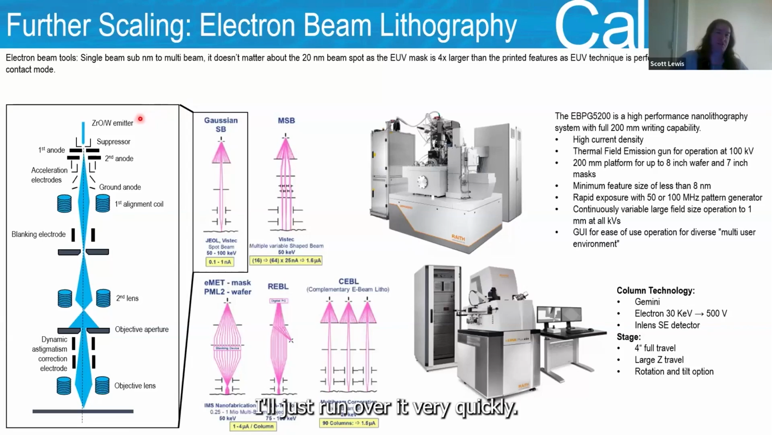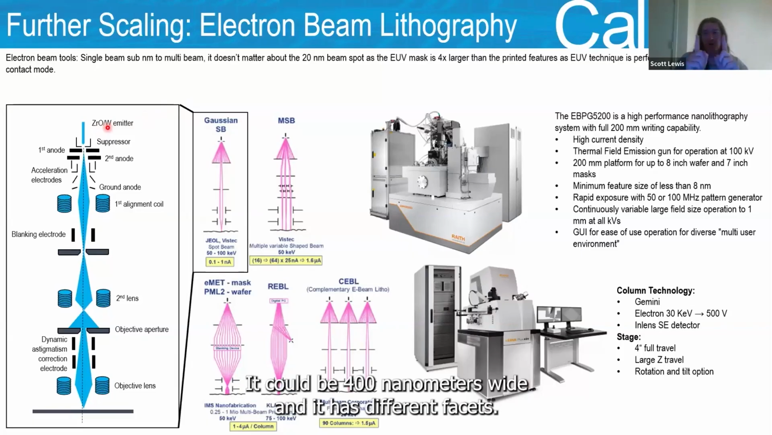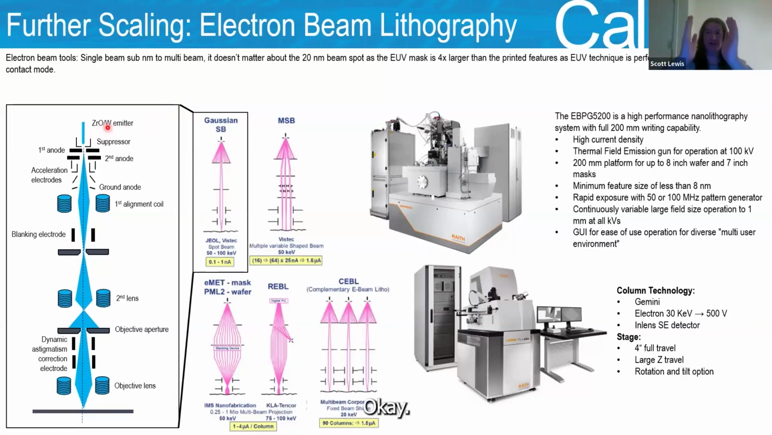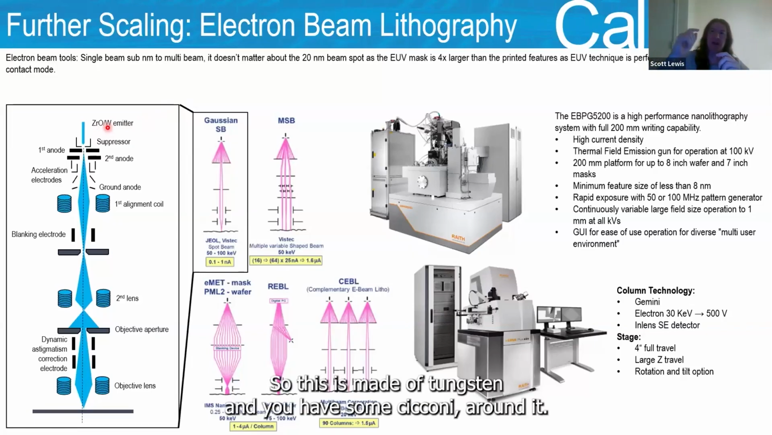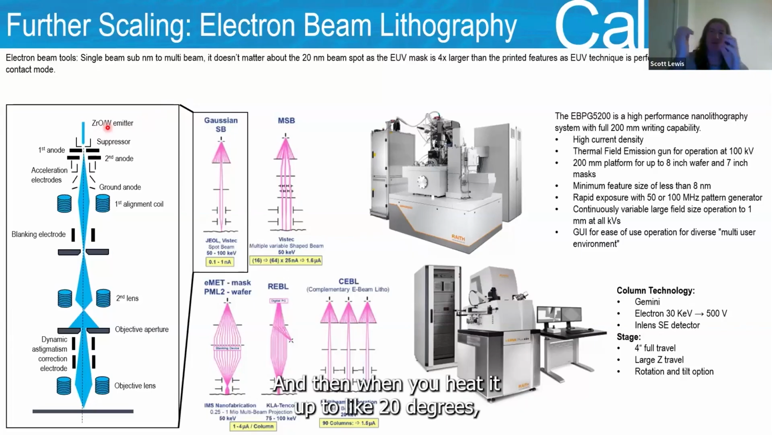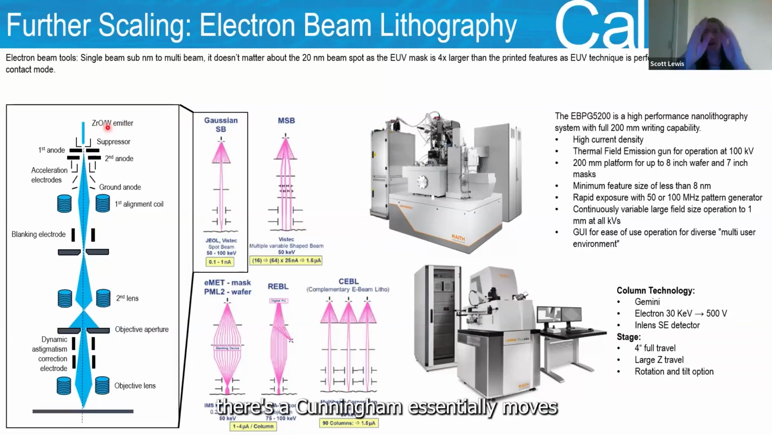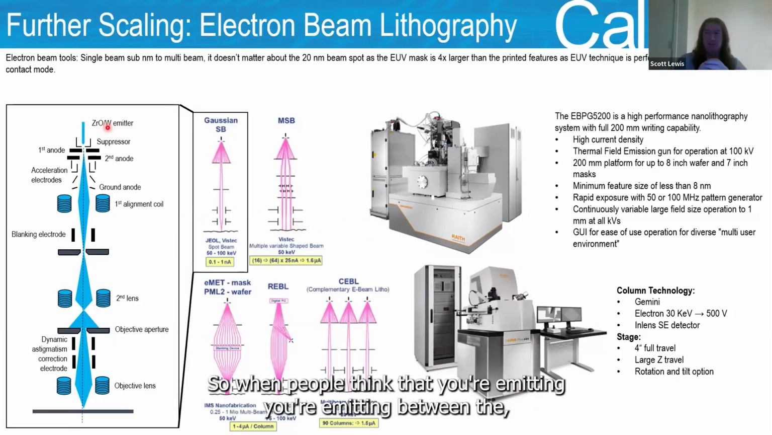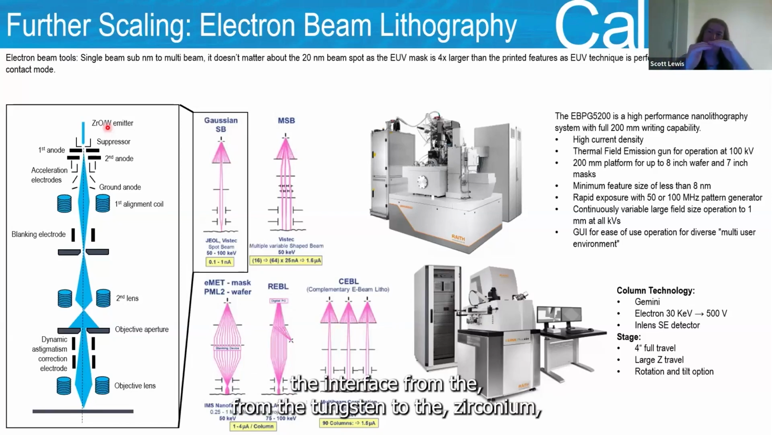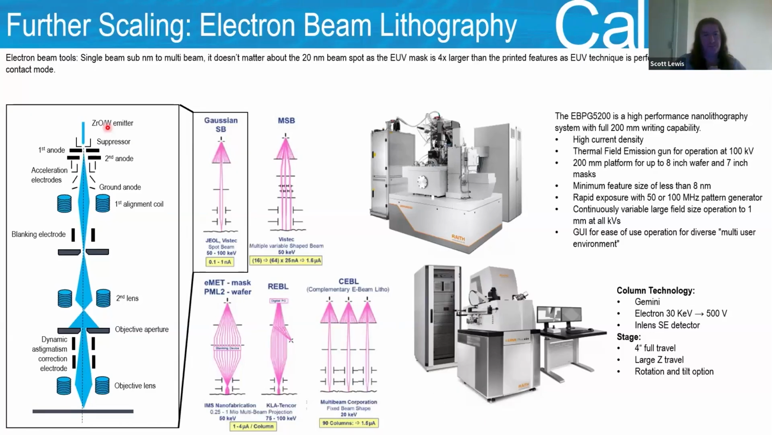We all know how it works, but I'll just run over it very quickly. We have a zirconium oxide on a tungsten emitter. The emitter could be 400 nanometers wide, and it has different facets. It is made of tungsten with some zirconium around it, and when you heat it up to about 2000 degrees, the zirconium migrates to the tip and makes a virtual tip. So people think that you're emitting from the interface between the tungsten and the zirconium oxide.